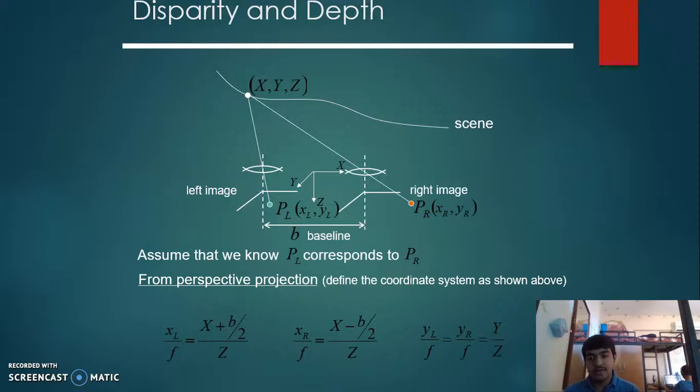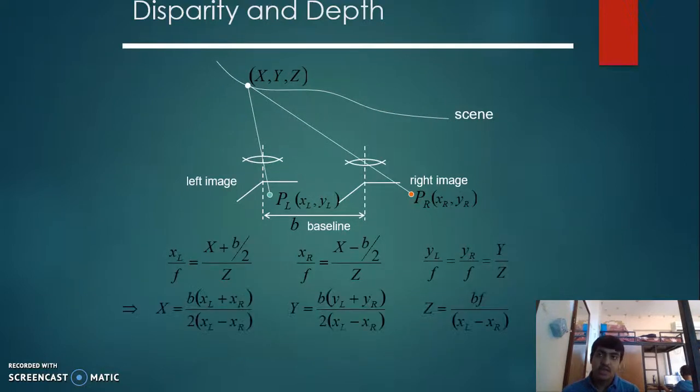xl by f equals x plus b by 2 by z, xr by f equals x minus b by 2 by z, yl by f equals yr by f equals y by z. Now we are going to observe a scenery from the two cameras or two eyes, and we are going to determine it. Now, disparity and depth.